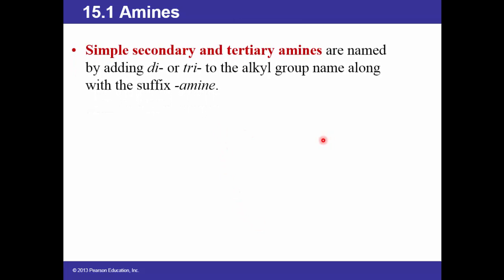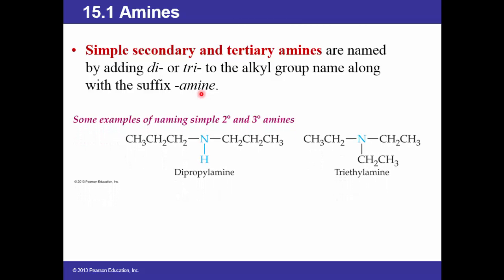Simple secondary and tertiary amines are named by adding di or tri to the alkyl group name along with the suffix amine. Some examples of naming simple secondary and tertiary amines here. Here we have two propyl groups, so this is called dipropylamine. Here we have three ethyl groups, so we have triethylamine. Now, this one is a secondary amine, this one is a tertiary amine.